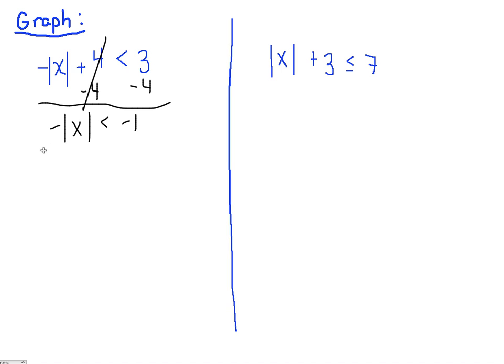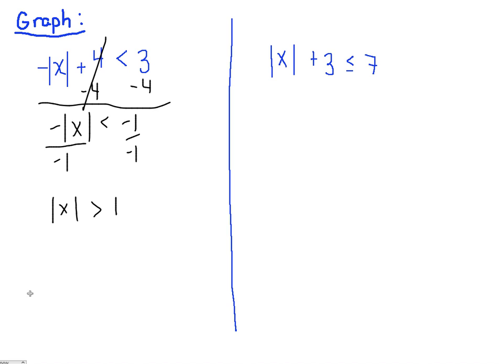So one of the rules about when you divide or multiply negative numbers on an inequality, you have to switch the signs. So I'm going to divide negative 1 here and negative 1 here to make it so that it's absolute value of positive x. Now, since I divided both sides by a negative number, I have to switch the inequality sign. So now I have the absolute value of x is greater than positive 1.